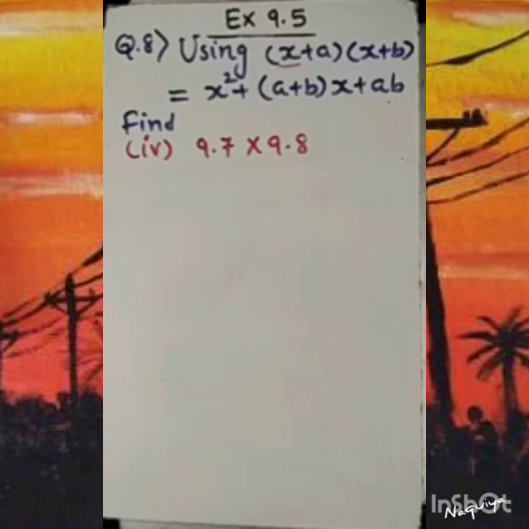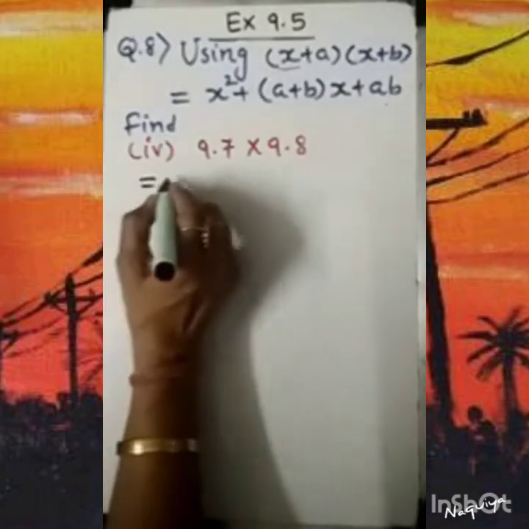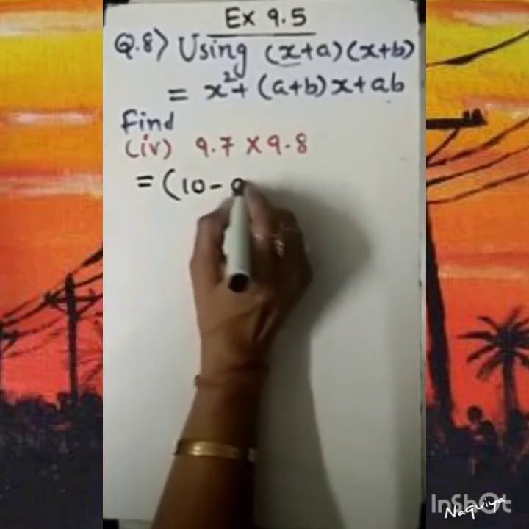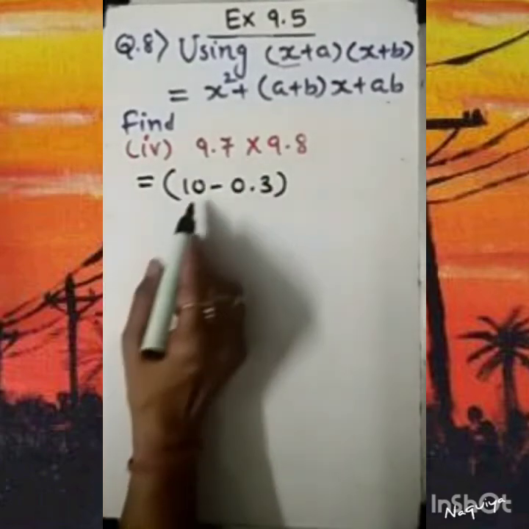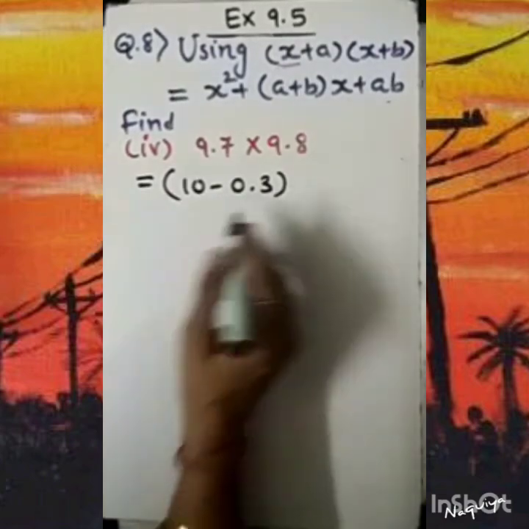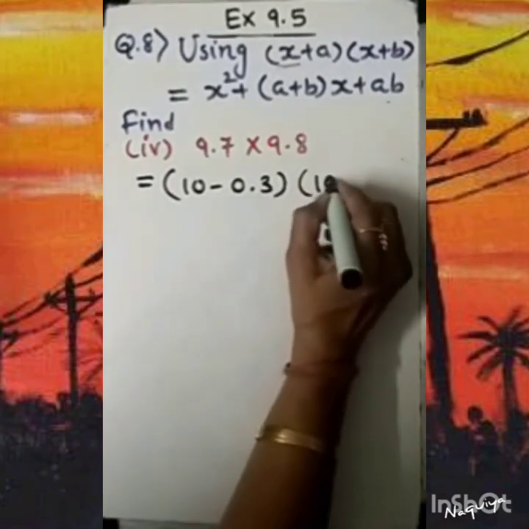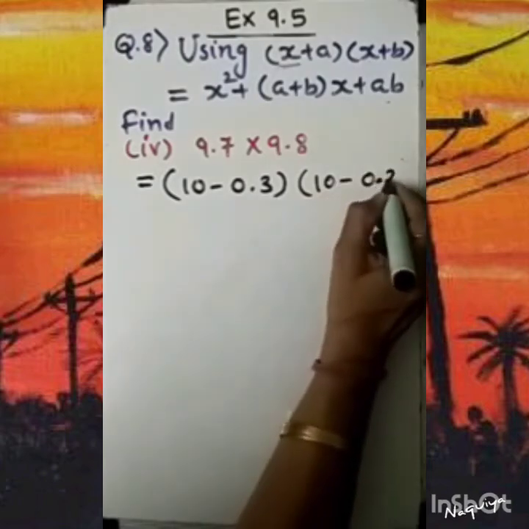So my dear student, the question is in front of you. The last question of this chapter, that is 9.7 into 9.8. Okay, there are two options. Either we can choose nearby number 10 for this. So if we choose 10, then of course we need to write 10 minus 0.3, because 9.7 is 10 minus 0.3, and of course this will be 10 minus 0.2.